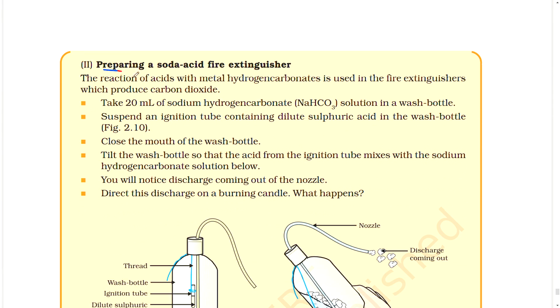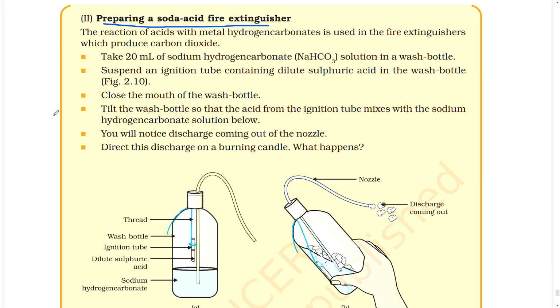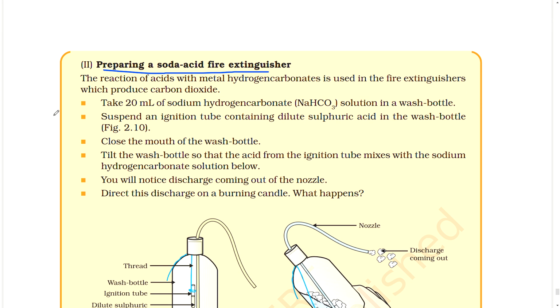2. Preparing a soda acid fire extinguisher. The reaction of acid with metal hydrogen carbonate is used in the fire extinguisher, which produces carbon dioxide. Take 20 milliliters of sodium hydrogen carbonate, NaHCO3, solution in a wash bottle. Suspend an ignition tube containing dilute sulfuric acid in the wash bottle.